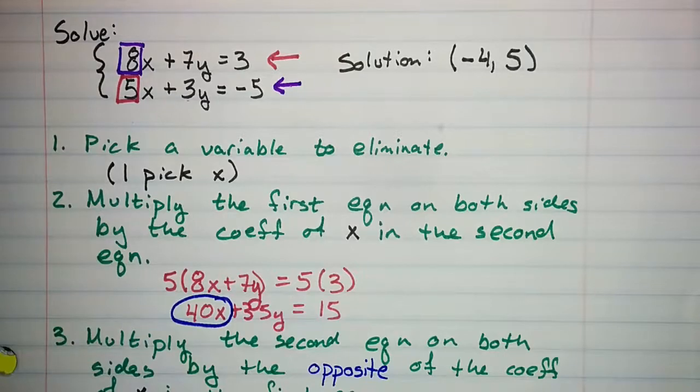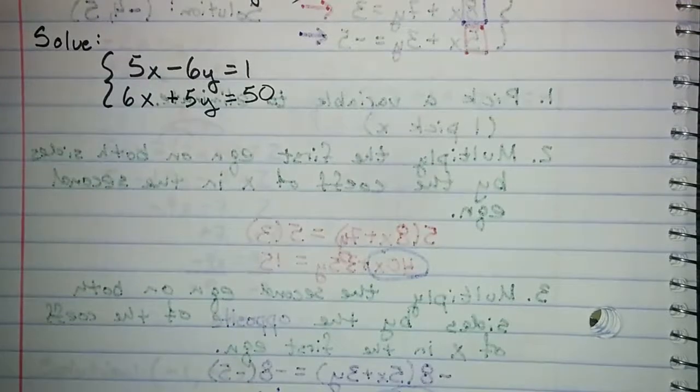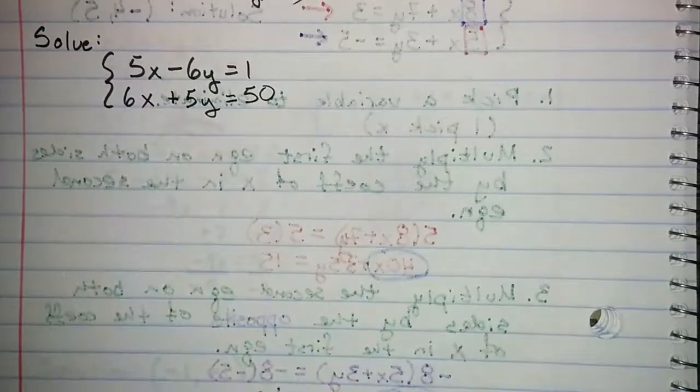I'm going to have you try one of these now. Solve the system 5x minus 6y equals 1, 6x plus 5y equals 50. And just so the process you follow will be the same one I'm about to demonstrate, choose to eliminate x. Pause the video and try this now.